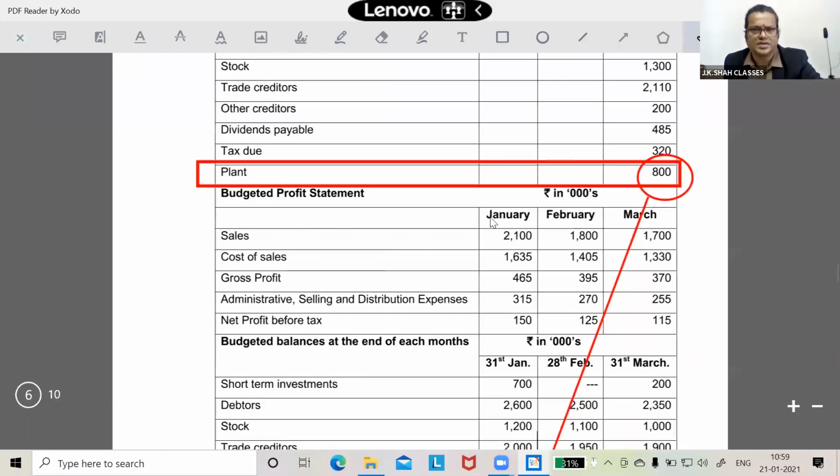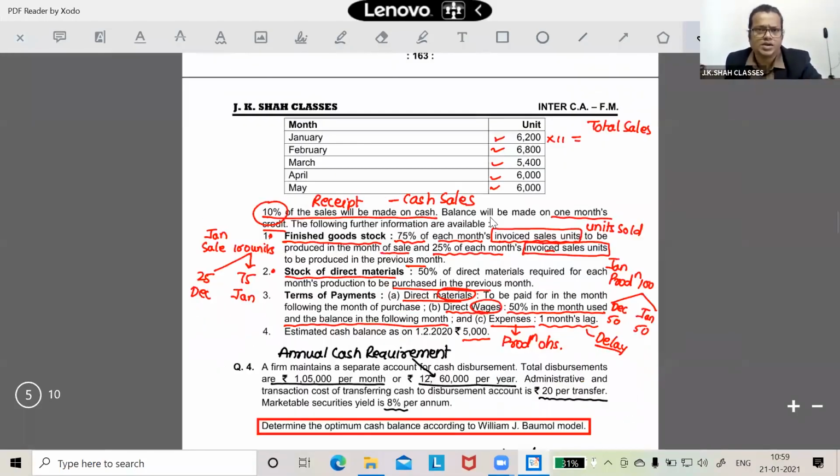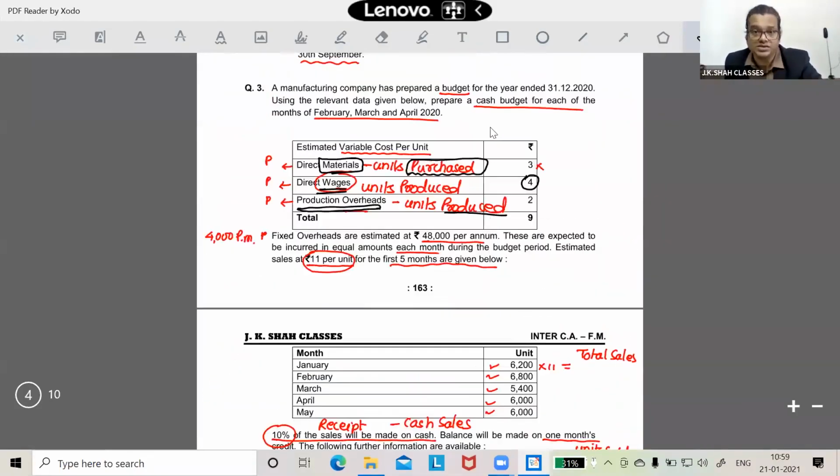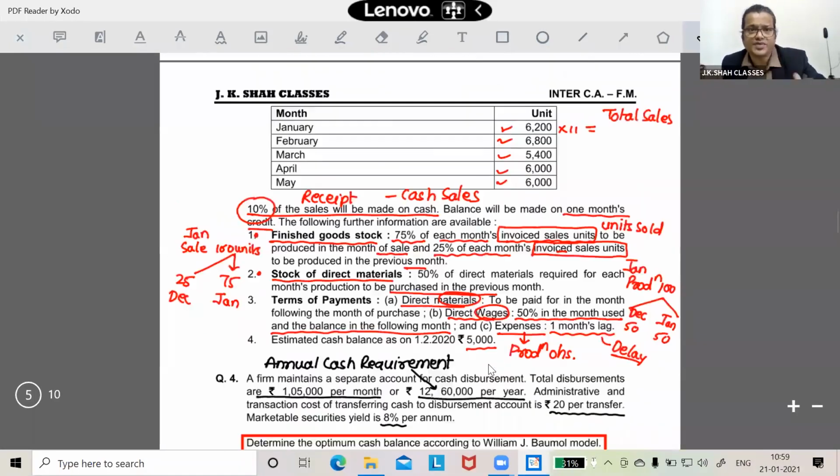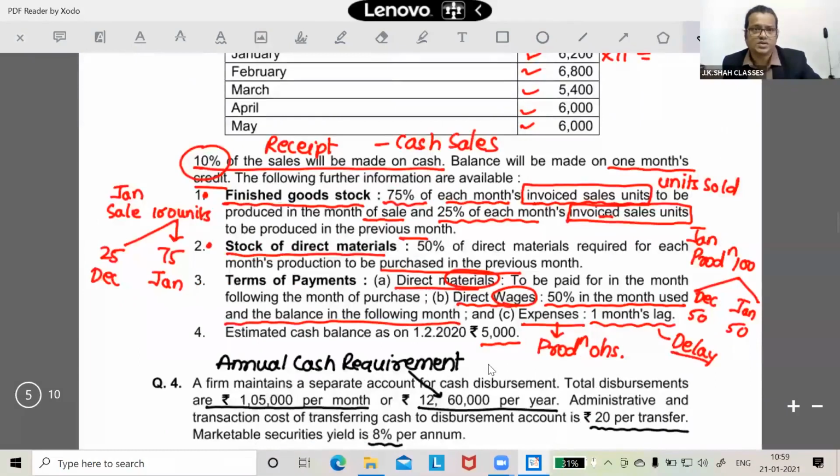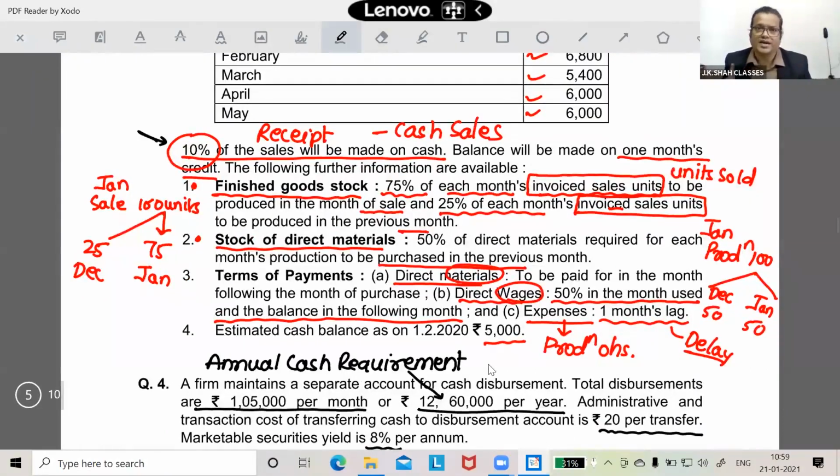See this. Classwork question number 3. See where we had this condition, right? You can see this now. Correct? 10% was cash sales, 90% was credit sale, and the 90% credit sale was receivable after a month. Now, what is the condition over here?